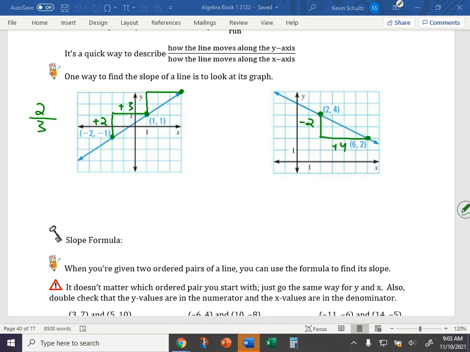So the slope of this line is going to be negative 2 over 4. And as we talked about yesterday, this slope being a rate, negative 2/4, Vince, what does that simplify to be?